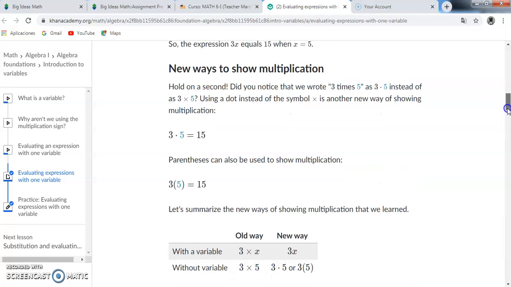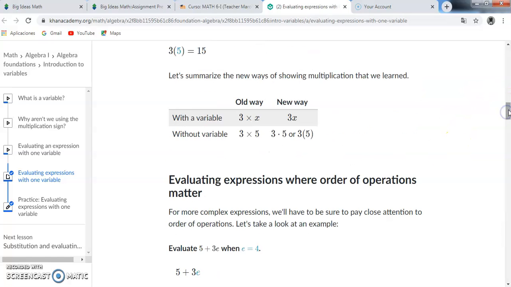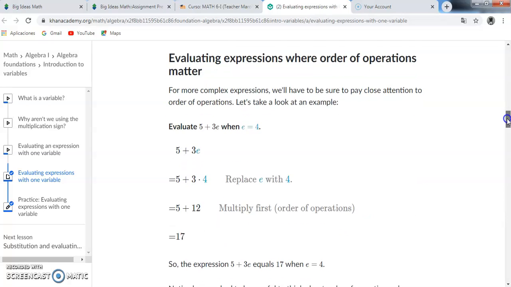As you can see here, when you read, there are new ways to show multiplication. You have two different ways. Either you use the dot, or it's going to appear as a letter next to the number, as you can see. This review is going to help you.